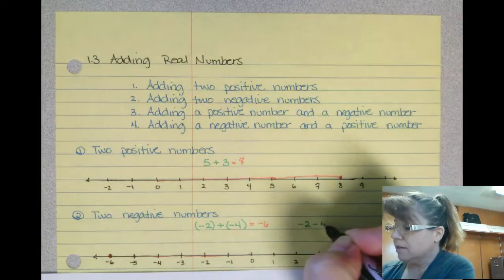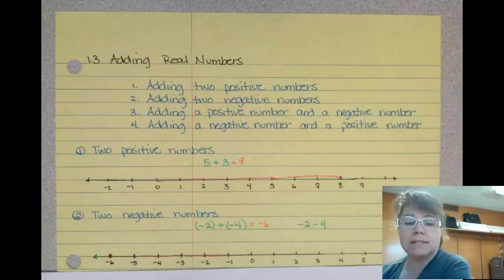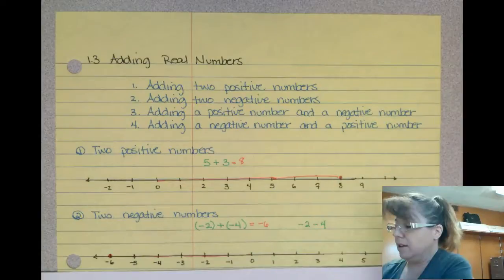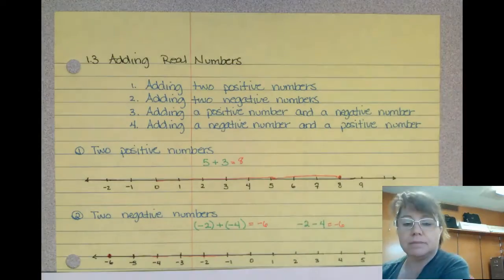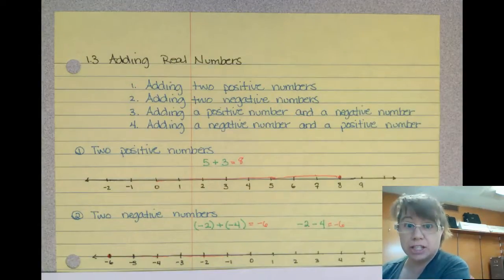Now there's another way to write this problem. -2 minus 4. Without the plus in the middle, it's still going to end up as -6. Okay, so 2 ways of writing that one. One, it's very clear that we're doing addition. The other is, well, it looks like we're doing subtraction, but subtraction is generally moving the opposite of the positive direction.